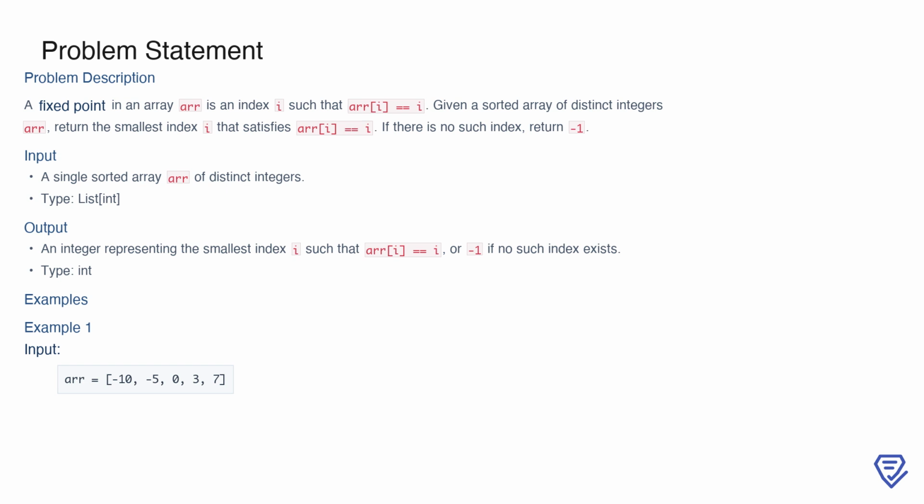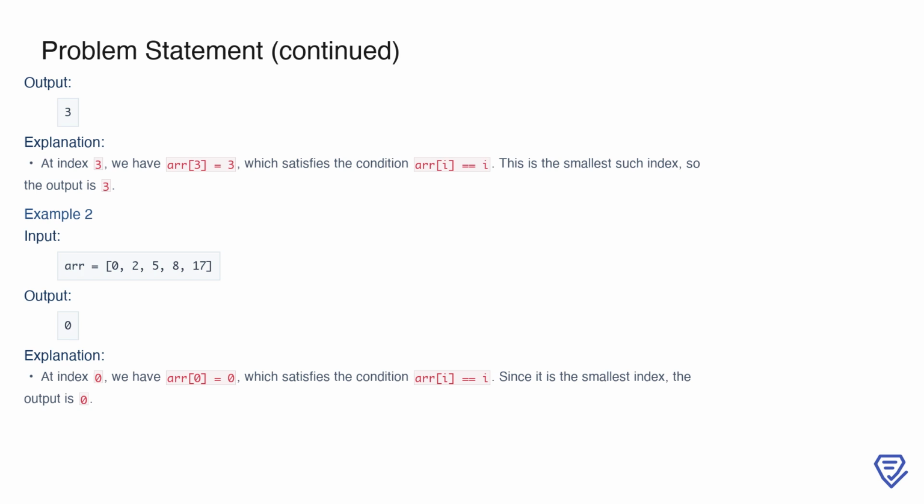The input to the problem is a single sorted array of integers, and the output is an integer that represents the smallest fixed point, or -1 if there isn't one. For example, consider an array like -10, -5, 0, 3, 7. Let's explore how to solve this with examples.